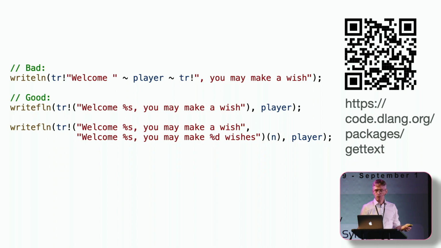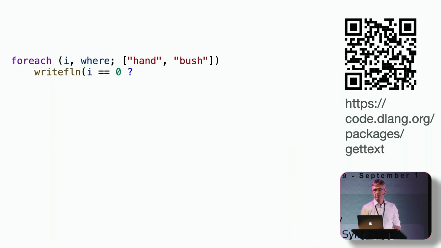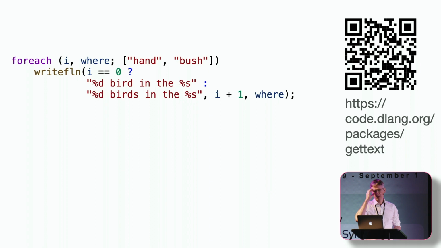And what if we want to pick a different one? Well, luckily, format strings allow you to define an explicit order. Consider this somewhat contrived example. In this non-internationalized code, we iterate over hand and bush. So i is first 0 and then 1, and where is first hand and bush, then bush.